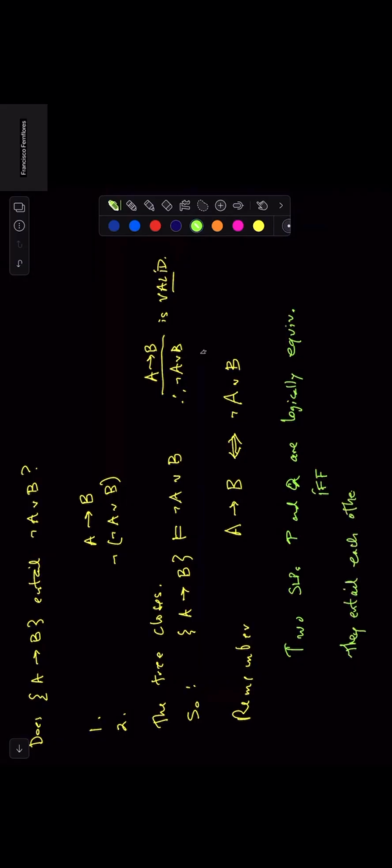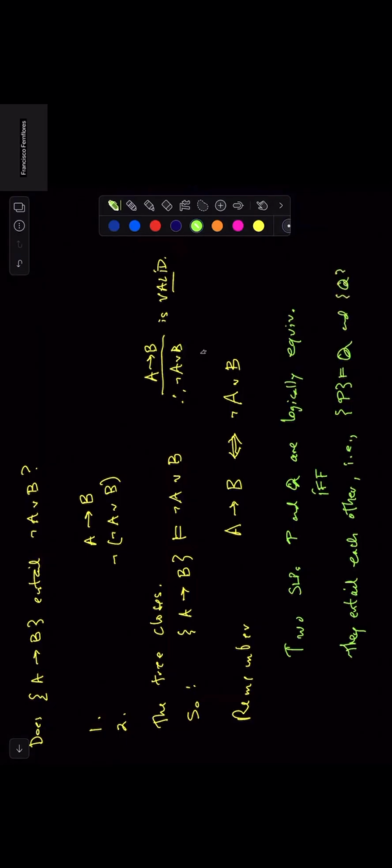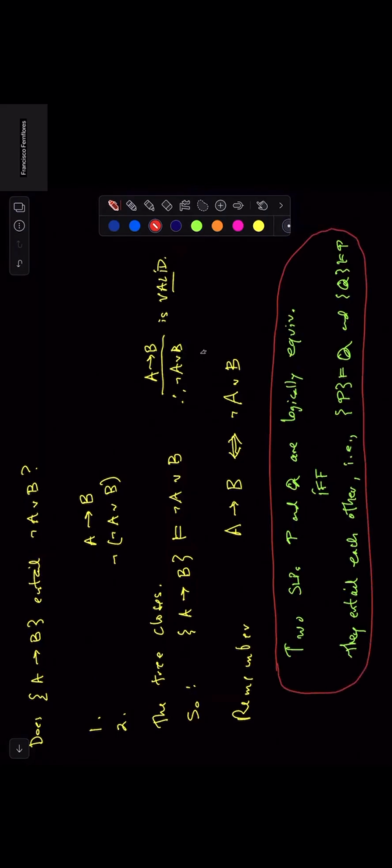And let me be clear about what I mean by they entail each other. That is, if the set containing script P entails Q, and the set containing Q entails P. If both of those entailments hold, then the sentences are logically equivalent. And if the sentences are logically equivalent, then those two entailments hold. So this key result here is something that we can prove in general.